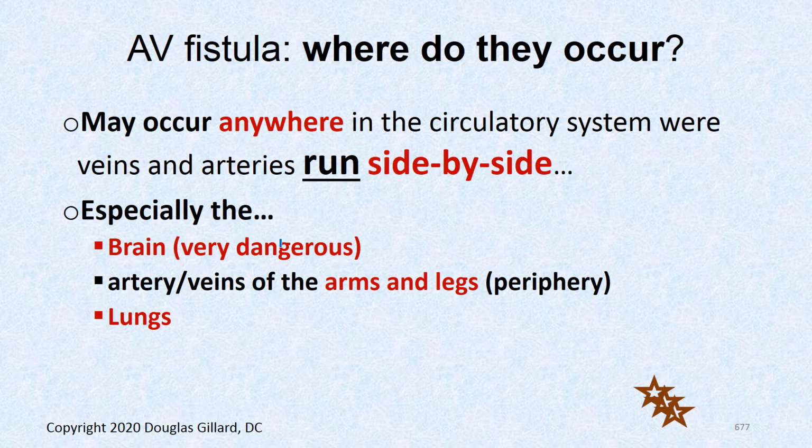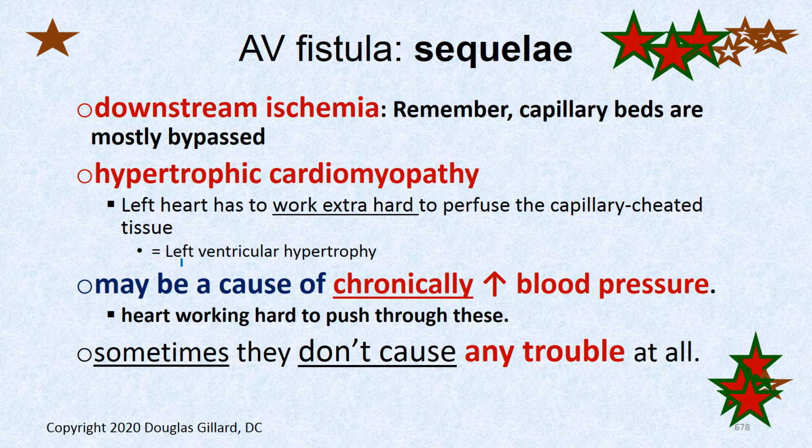So the brain can be really dangerous. We'll look at those. They have a special name, AV malformations, which is a type of AV fistula. But yeah, it can occur in the lungs, anywhere where they run side by side. What's the sequelae? Downstream ischemia. Just talked about that, so I don't think I have to elaborate on that anymore.